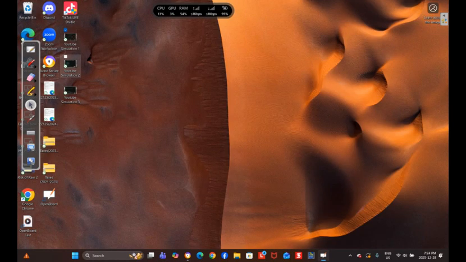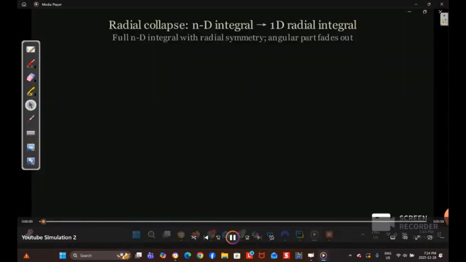All right, so that one is done. Okay, so we've done that one. The next one we're going to be looking at is something called the radial collapse.